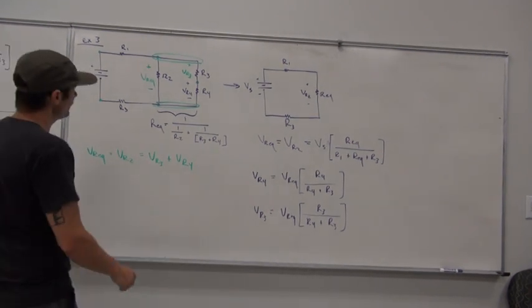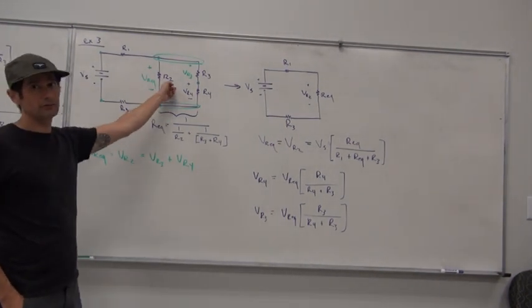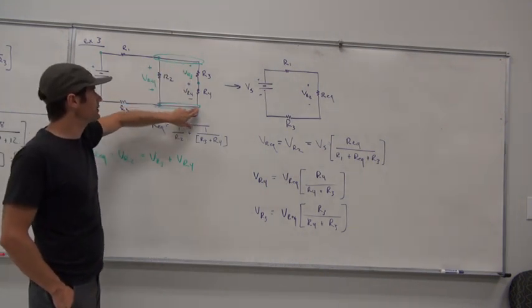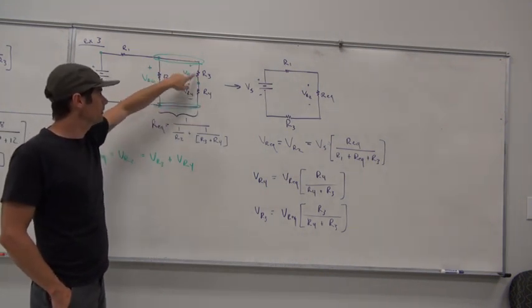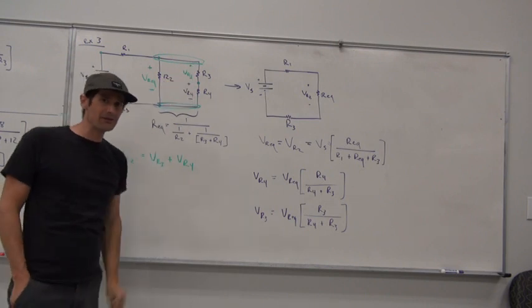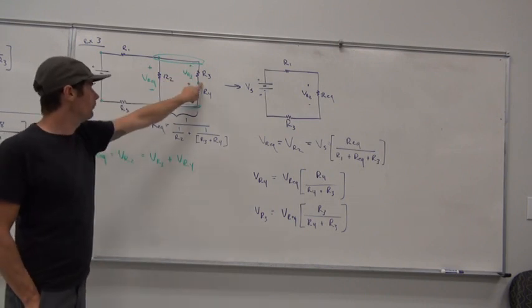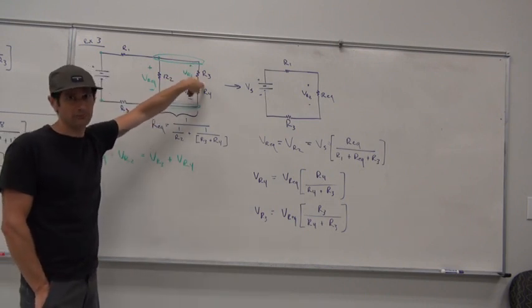All right, so for this one, we've got R2. I'm going to put another parallel branch over here, but that parallel branch will include two series elements, separated by one common point of connection.